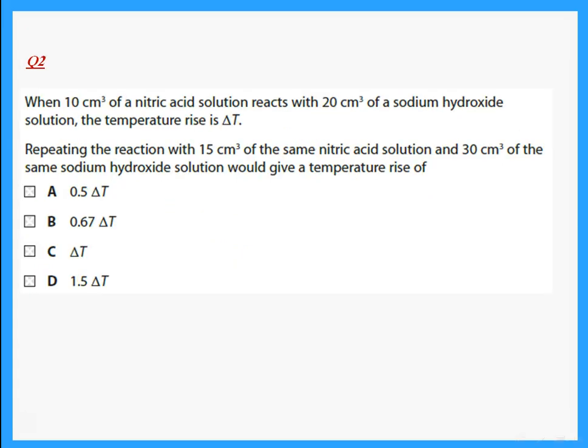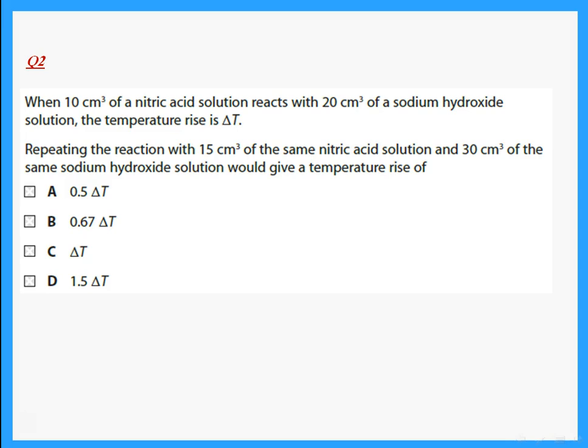Okay. The next question says, when 10 centimeter cubed of nitric acid solution reacts with 20 centimeter cubed of sodium hydroxide, the temperature rises delta T. So there is a certain temperature rise for the reaction of nitric acid with sodium hydroxide in this reaction. Then he says he repeated the reaction with 15 centimeter cubed of the same nitric acid and 30 centimeter cubed of the same sodium hydroxide solution. What would be its temperature rise?